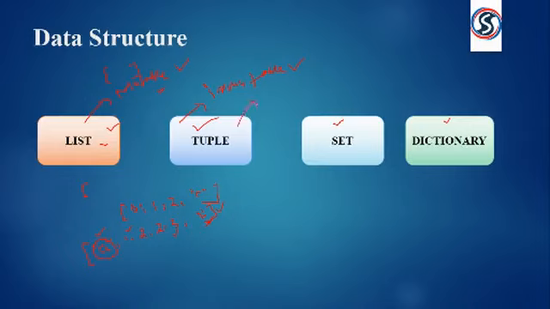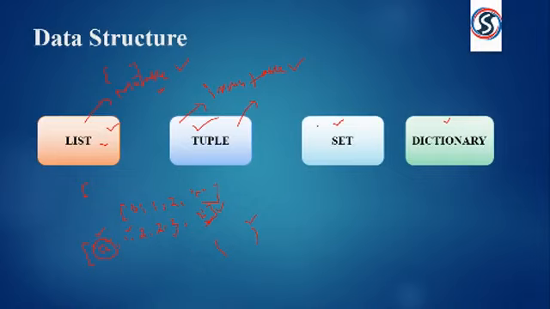Once the element is created in the tuple, it cannot be modified. And how do we write the elements here? We write the elements of the tuple in parentheses.